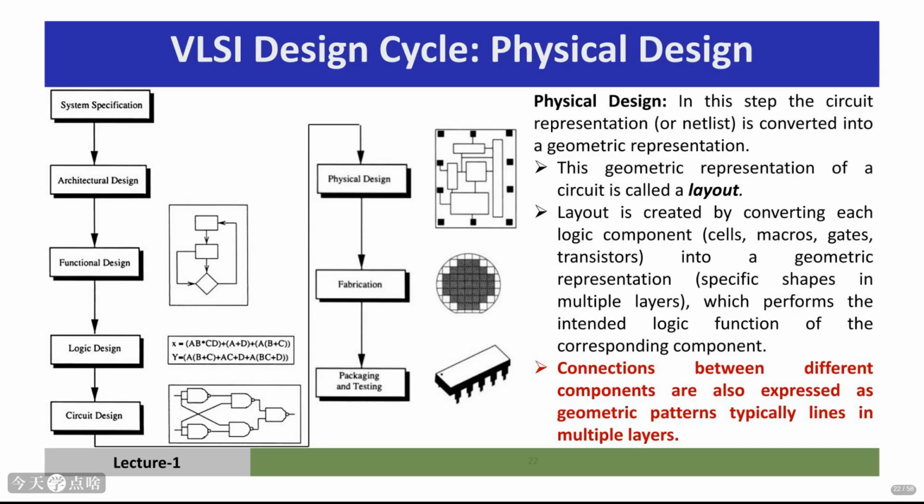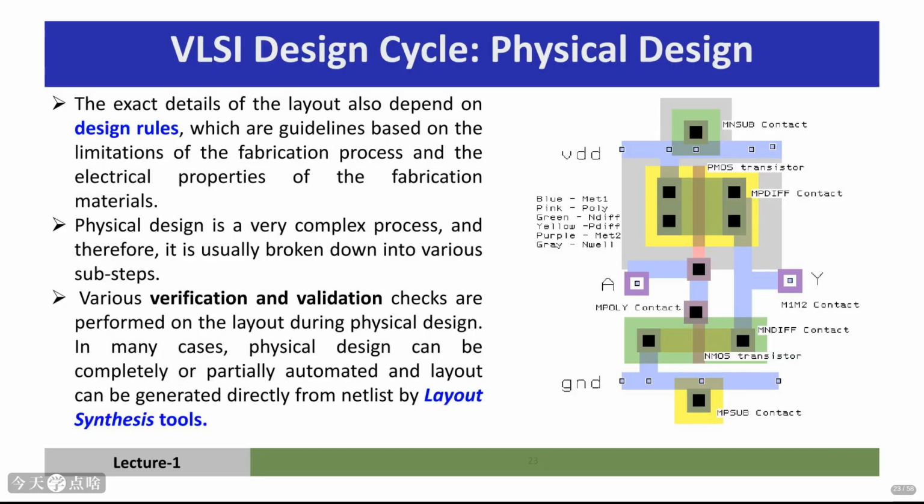This layout must adhere to strict design rules dictated by the fabrication process. It's a complex puzzle, fitting millions of pieces together perfectly. Creating this layout isn't arbitrary. It's governed by design rules, which are essentially the rules of the game for the foundry. These rules dictate minimum distances between wires, maximum widths, allowed layer combinations, and so on. They ensure the chip can be manufactured reliably. Because physical design is so complex, it's broken down into sub-steps like partitioning, placement, routing, and compaction.